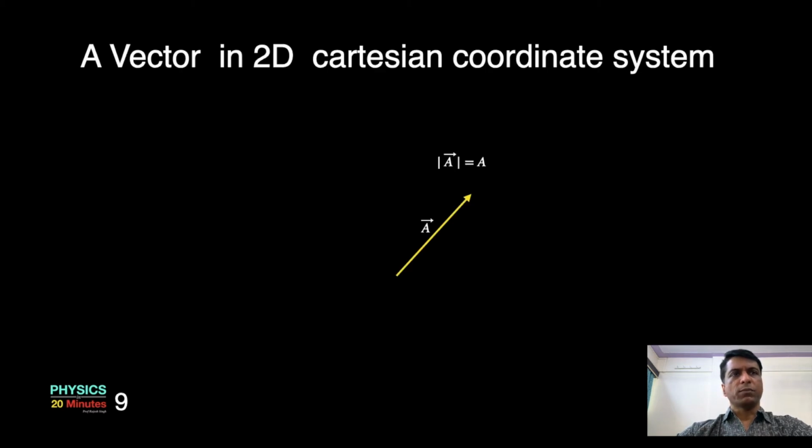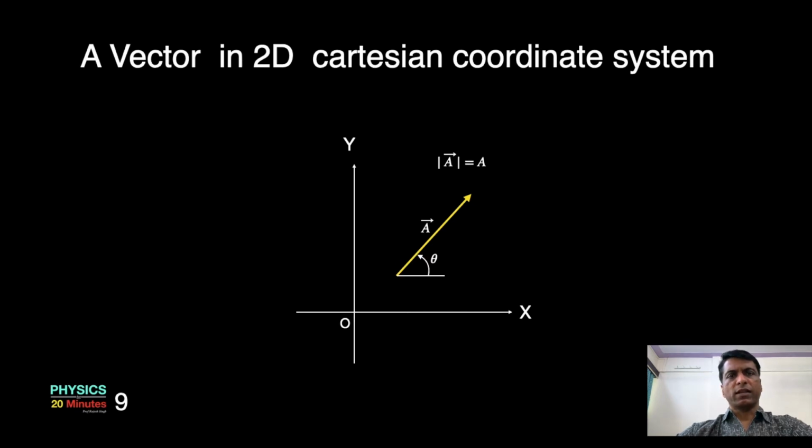So let's see how to represent a vector in a 2D Cartesian coordinate system. Consider a vector A. The magnitude of vector A is simply written as A. Now we place our Cartesian coordinate system x and y. Here it must be noted that the position of the origin and the directions of the x and y axes can be chosen by the observer at will. As long as the x and y axes are perpendicular to each other, it would be a correct choice.